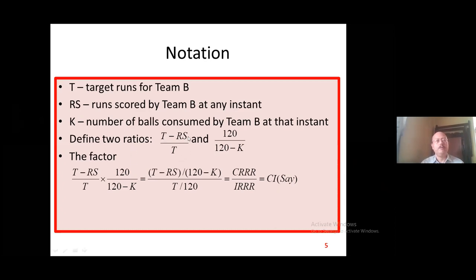So one ratio is the remaining runs as a proportion of the target, and the inverse of remaining balls as a proportion of the total number of balls available. As you can see, I am already focusing on T20 cricket, because the total number of available balls is 120. The product of these two numbers is my required run rate calculation, which we write in shorthand as CI. So it is the proportion of runs remaining divided by the proportion of balls remaining. We will work with this quantity.